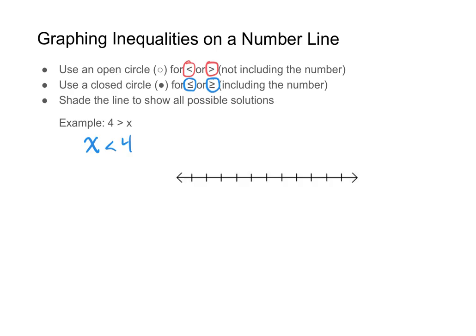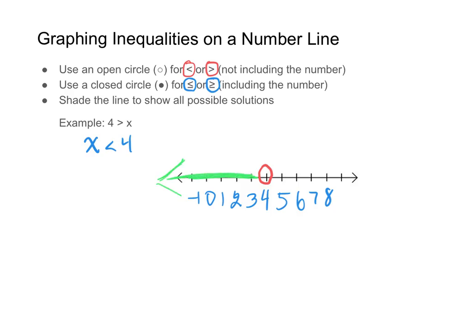To make my number line, I am just going to pick a number and put numbers to the right of 4 and to the left of 4. Because it is a less than, I am going to do an open circle on the number 4. And because we are saying that 4 is bigger than anything that x can be, meaning that the x is going to be smaller, x could be any number to the left.